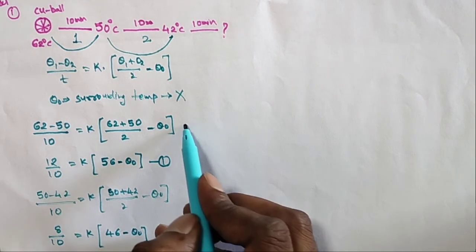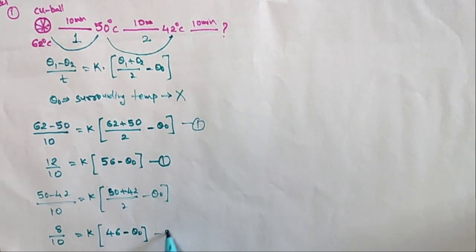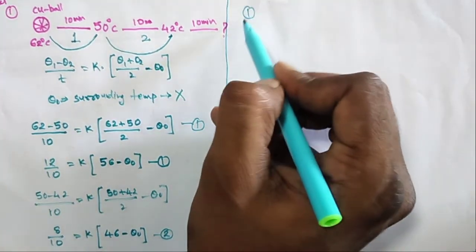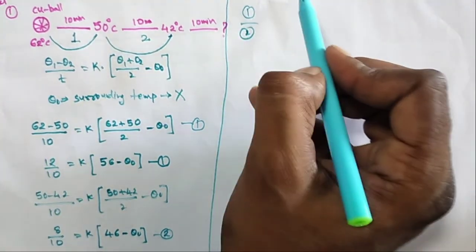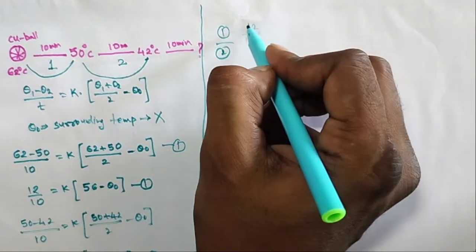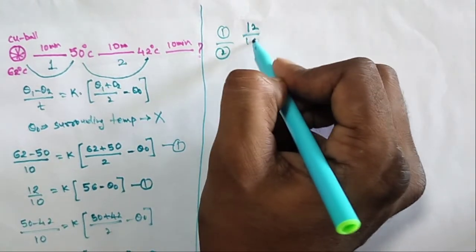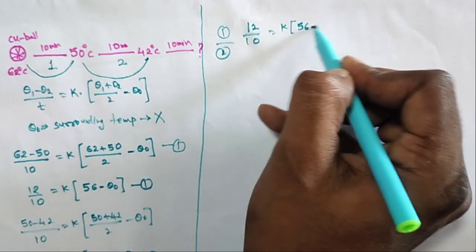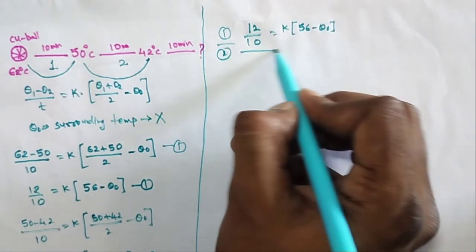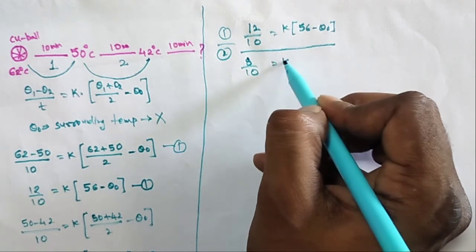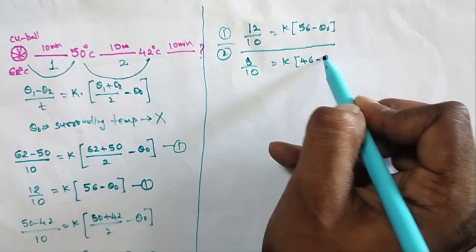So I am taking this as equation number 1 and equation number 2. Now I am taking equation 1 by equation 2. So that is 12 by 10. What is equation 1 by 2? 12 by 10 is equal to k into (56 minus theta naught), by 8 by 10 is equal to k into (46 minus theta naught).